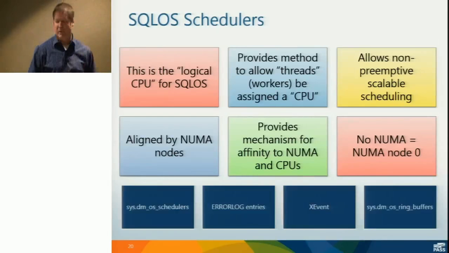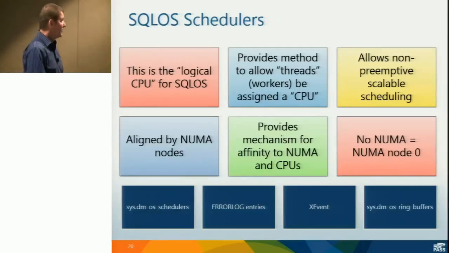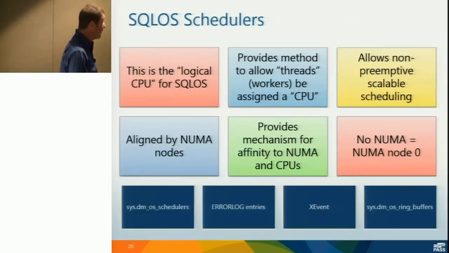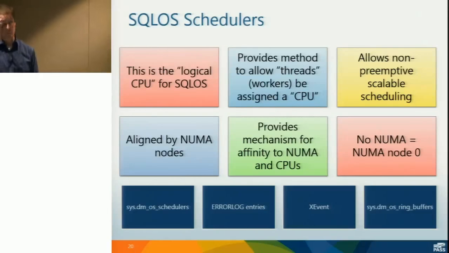And then if you want to see information about this, you would look at the DMV for schedulers. There's information in the error log. We have specific X event entries, some of them a little bit kind of crazy. And then we have ring buffer entries. I'm going to show you towards the end of the presentation some examples of what these ring buffer entries actually look like.